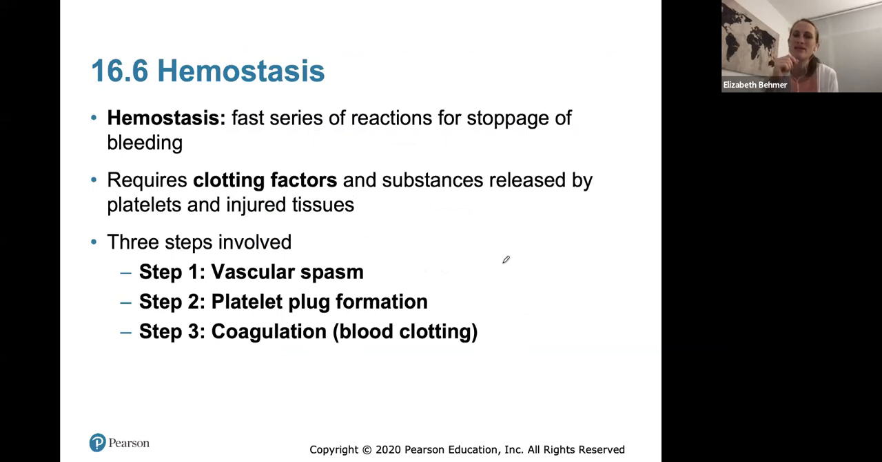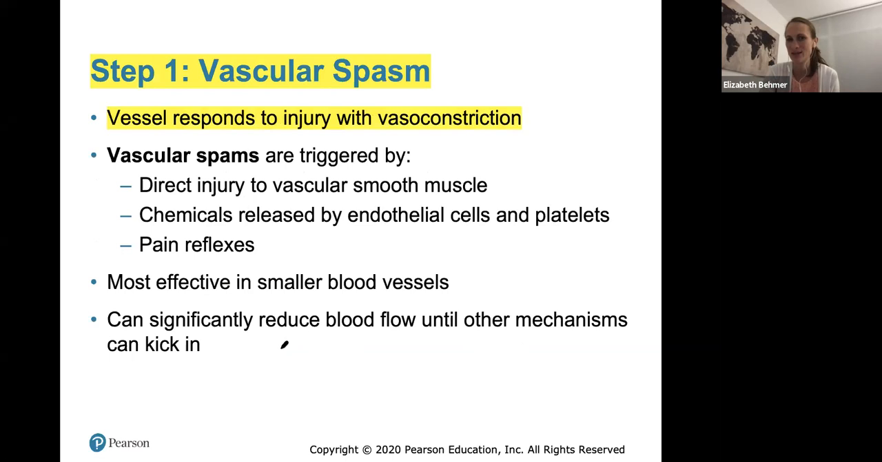Hemostasis is the fast series of reactions for the stoppage of bleeding. And I think you might have one question on your lecture exam about what is the first step that happens to try to stop bleeding. Hemostasis requires clotting factors and substances released by platelets and other injured tissues. So the first step is the vascular spasm. Then the platelet plug forms and coagulation forms, which is a blood clot.